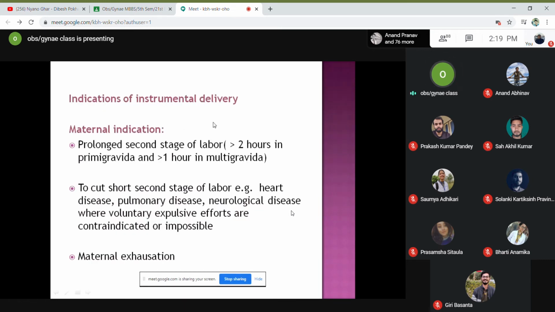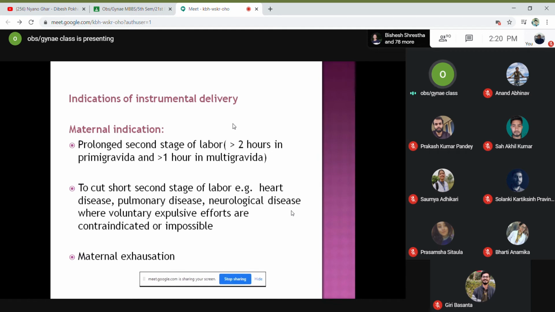Now coming to the indications of instrumental delivery, broadly, why we apply the instrument, whether forceps or vacuum. There are certain indications to use these. So what are the maternal indications? If there is some problem in the mother, we apply the instruments and expedite the delivery. Maternal indication is prolonged second stage of labor, which is more than 2 hours in primigravida and more than 1 hour in multigravida.